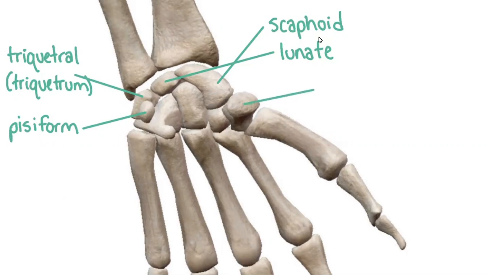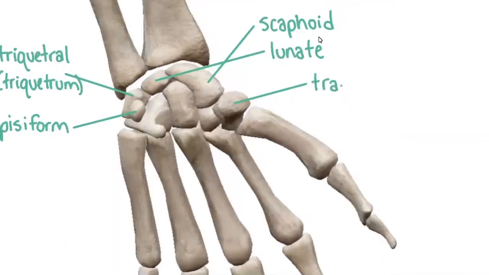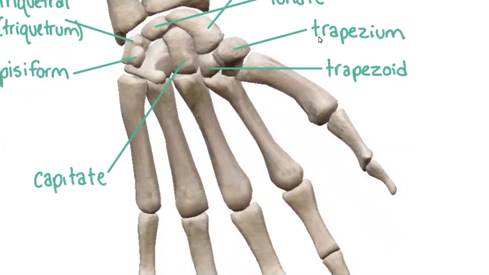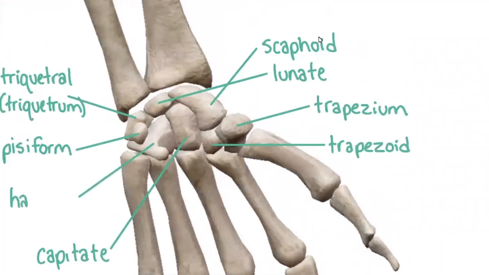Okay, going over to the other side, more distal, we have the trapezium. And there's a lot of T's here. The way that I remember this is that trapezium rhymes with thumb, right at the base of the thumb or that first digit. Here we have your trapezoid. Then here, this big bone, you have your capitate. And finally, this bone here, you have your hamate.